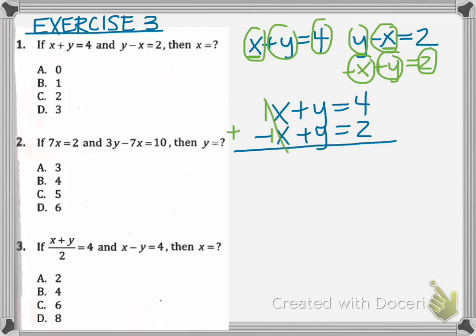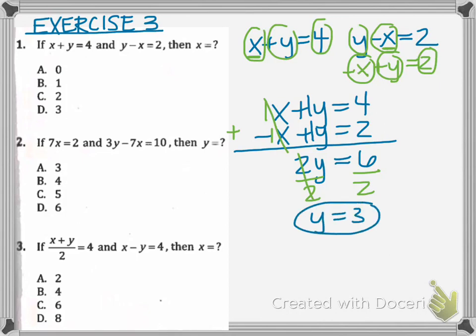These two go away. They make 0x, or 0. Then I've got y plus y, which is 1y plus 1y, which is 2y, equals, and 4 plus 2 is 6. Now I have a tiny little equation, and I can solve for y very easily by dividing both sides by the coefficient of y, which is 2. And that's going to give me y equals 3.